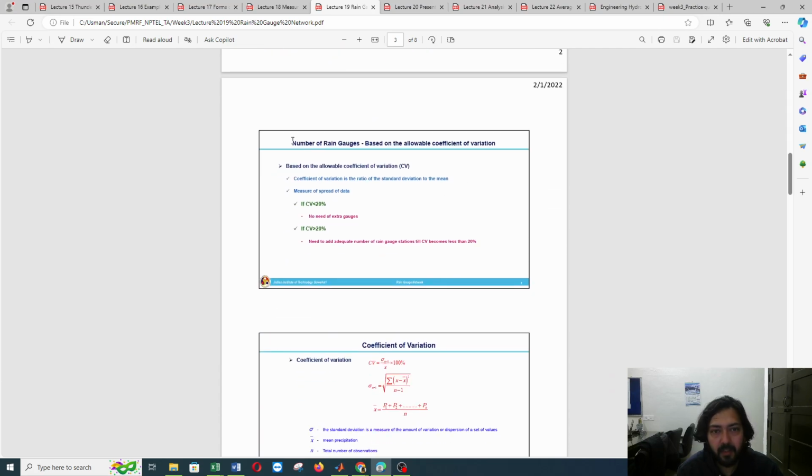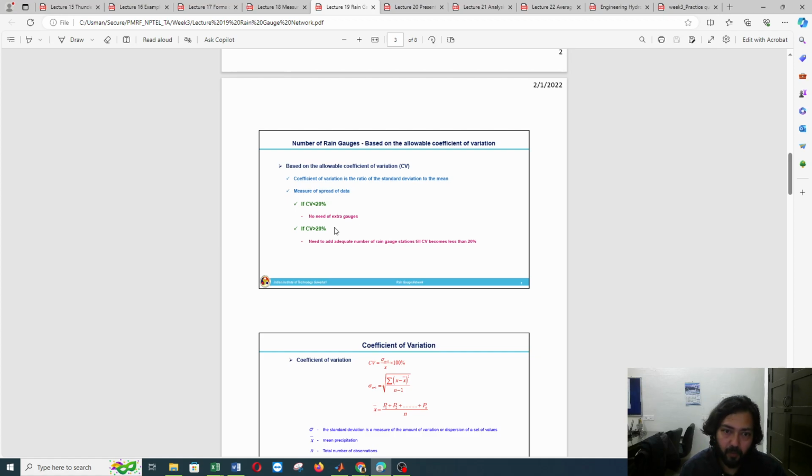Now let us see the number of rain gauges based on the allowable coefficient of variation. Let us say we want to know whether there is a need of extra gauges or not. If the CV for rainfall data is less than 20%, we can say that there is no need of extra gauges. The number of rain gauges already in the catchment will suffice to do the work.